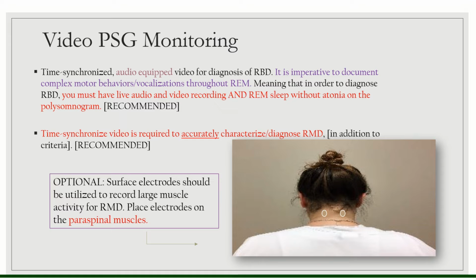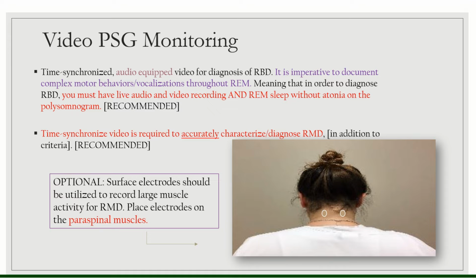All right, video PSG monitoring. Time synchronized audio equipped video for the diagnosis of RBD, which is REM behavior disorder. What this means is that you have to have real time and audio at the same time in order to diagnose REM behavior disorder. That's basically what we're saying. The time and audio portions of the video have to be in sync with the polysomnogram.